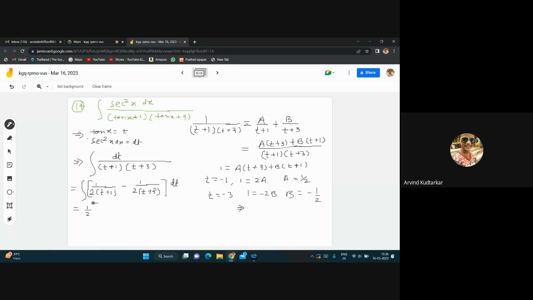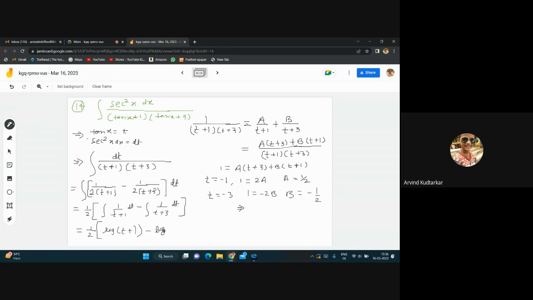Alright? So 1 by t plus 1 with respect to t, their integration will be log of t plus 1. How? Because derivative of t plus 1 is in numerator. Right? So on these two kinds of integral, you have to apply their same result. या दोन्ही इंटिग्रल वरती आपल्याला सेम रिझल्ट अप्लाय करायचा आहे. सो हाफ टाइम्स इंटू काय मिळणार, लॉग ऑफ टी प्लस 1 मायनस लॉग ऑफ टी प्लस 3. So plus c is there.